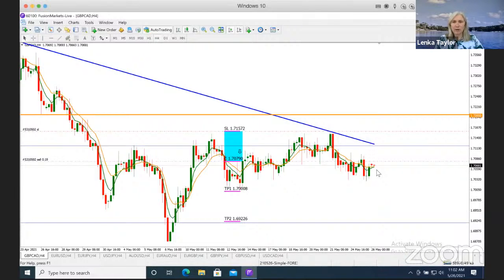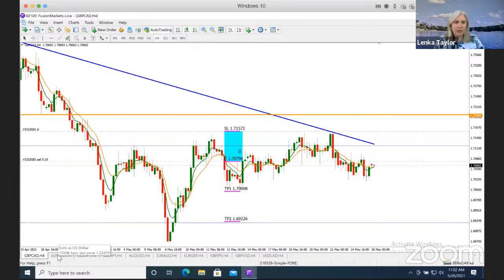So this is on the 4-hour chart. If you've entered, let me know if you're also still holding, or if you're out, or if you didn't enter at all.